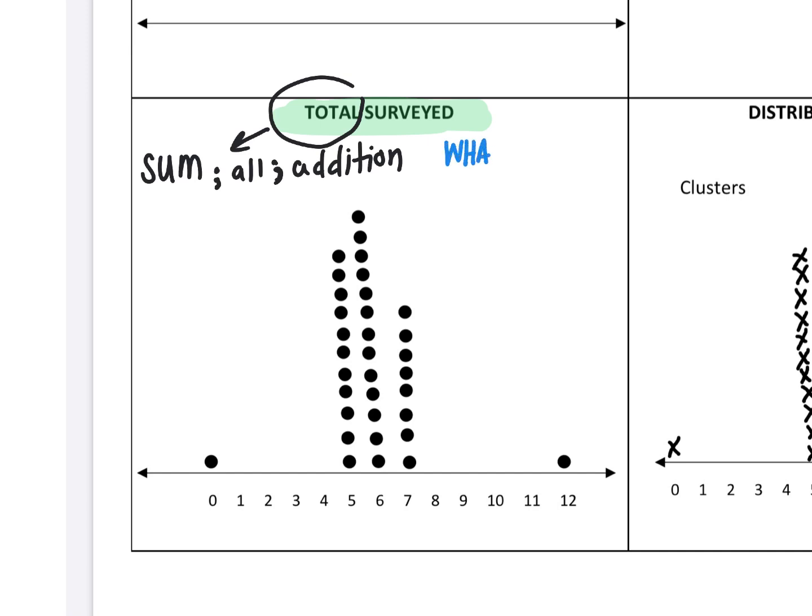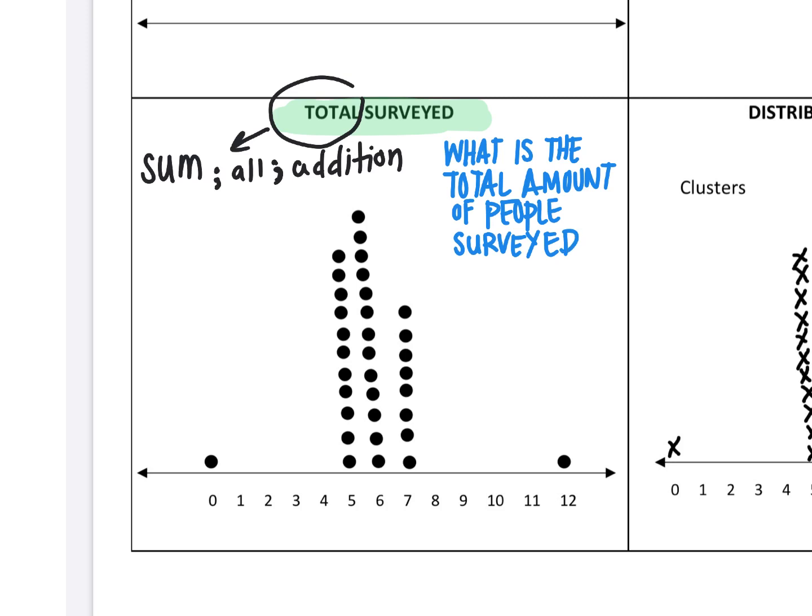What is the total amount of people surveyed? So we're going to see how many people were surveyed when I asked how many books did you read over distance learning. Okay, let me get my highlighter and we're going to start counting.